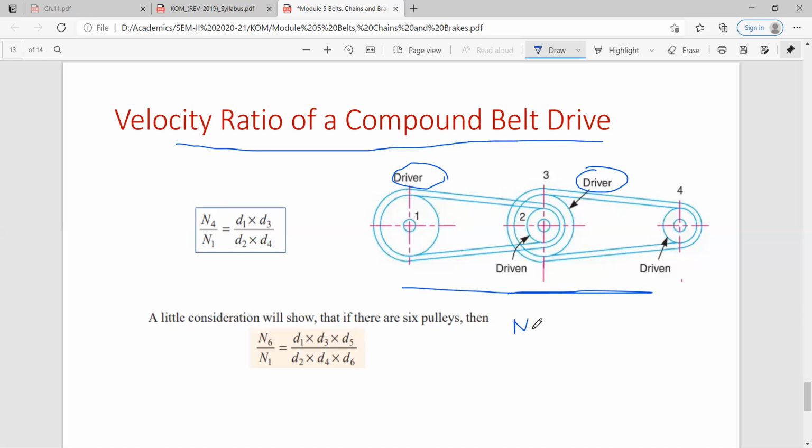See, n4 upon n1. Okay, it can be written as n4 upon n3 into n2 upon n1.